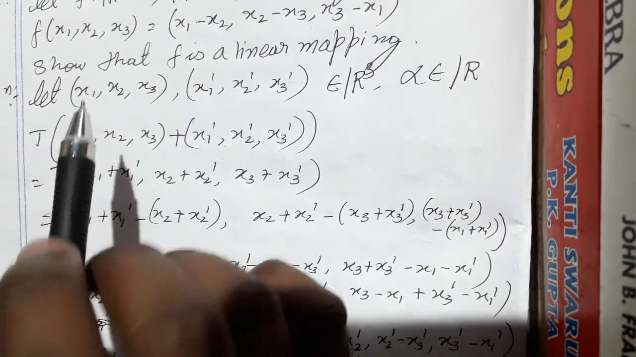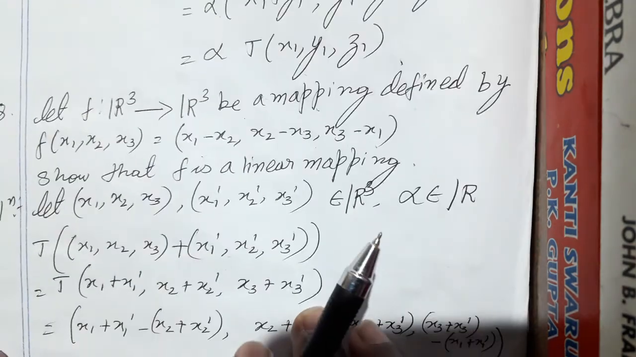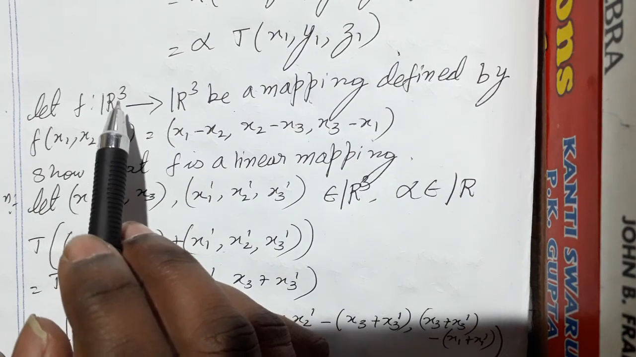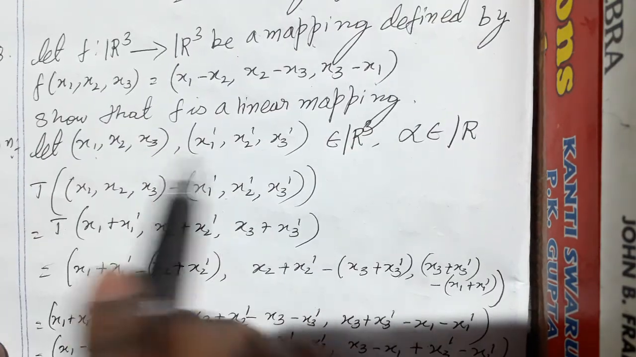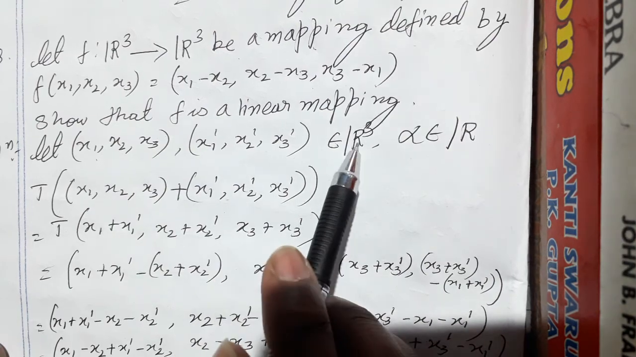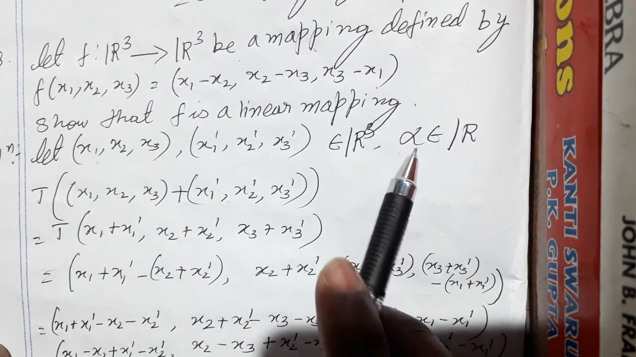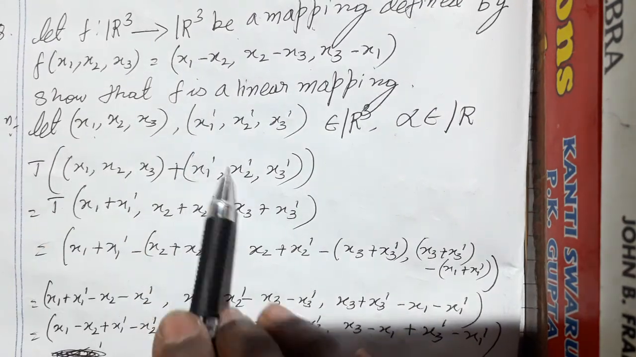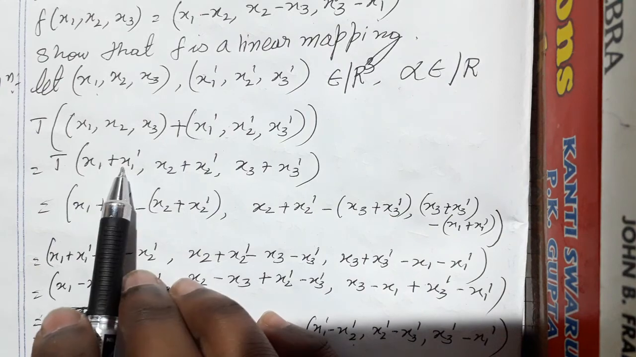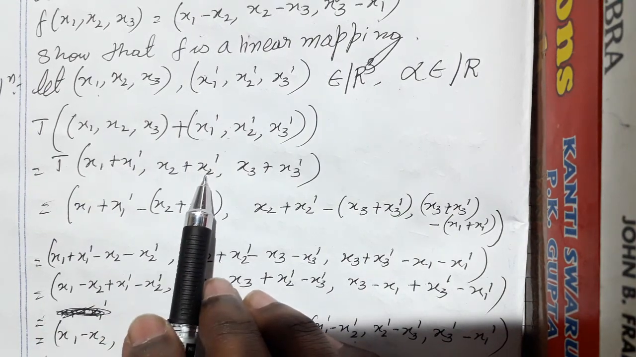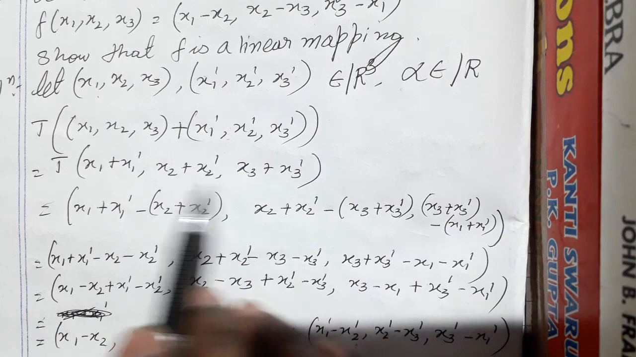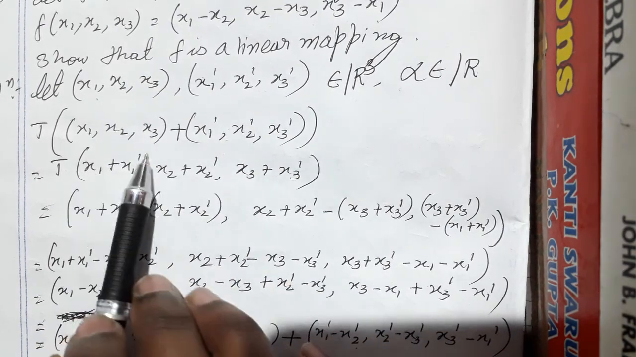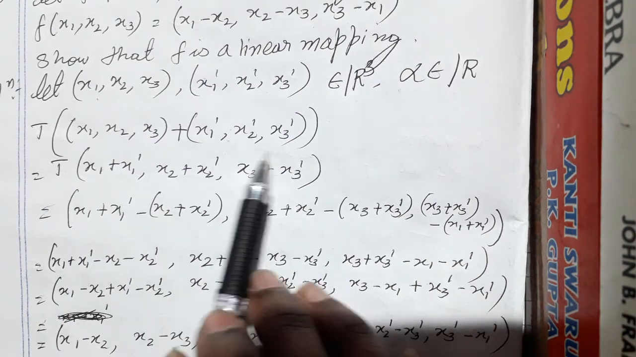So to show it is a linear transformation, you always take two vectors from the domain. Here it is R3, so the vectors will be three-tuples. So I'm taking two vectors in R3, and the field is the real numbers, so I take alpha belongs to R. We'll try to add these two. We add coordinate-wise, so we get (x1 plus x1 dash, x2 plus x2 dash, x3 plus x3 dash). You can take this as x1, this as x2, this as x3.